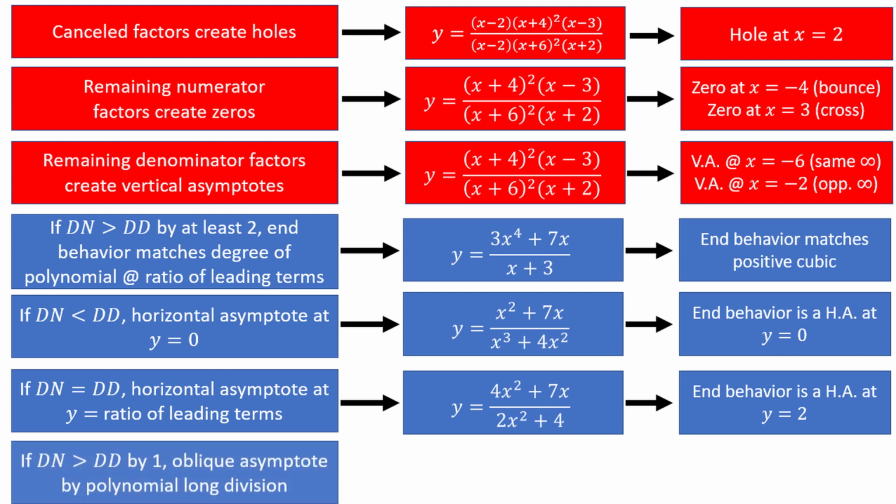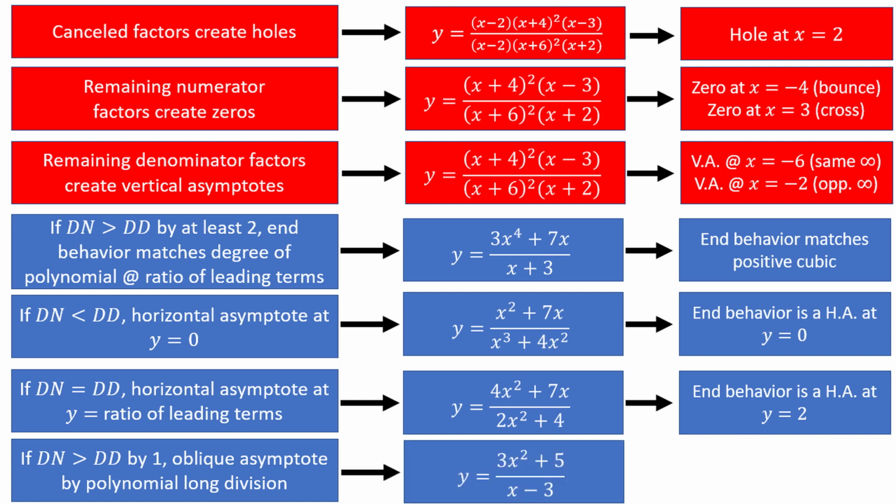If the degree of the numerator is exactly 1 higher than the degree of the denominator, the graph will have an oblique asymptote, which can be found through polynomial long division. This function will have an oblique asymptote, which we could find by doing polynomial long division. Let's look at some examples putting everything together.